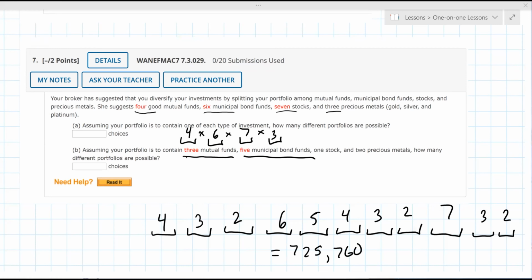Nope, didn't like that. 3 mutual funds: that's 4, 3, 2. 5 municipal bonds: 6, 5, 4, 3, 2. 1 stock, there's 7 stocks, and 3 precious metals: 3 times 2. Maybe I didn't put the numbers in the calculator correctly. 4 times 3 times 2. 6, 5, 4, 3, 2. 7, 3, 2. 725,760. Okay, so that's not it. I don't know what I missed.